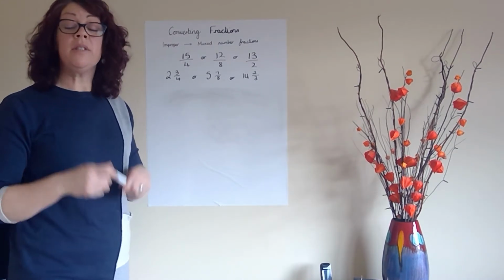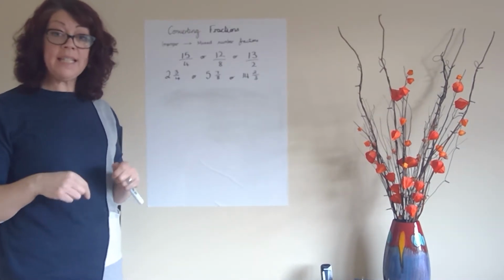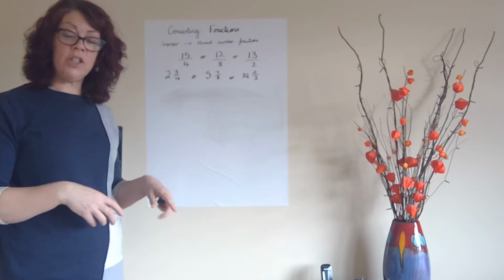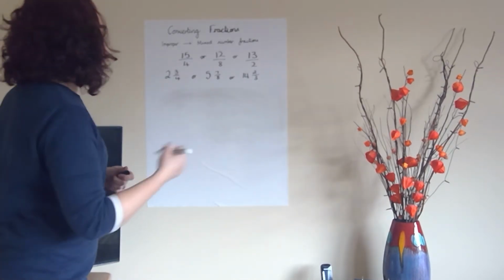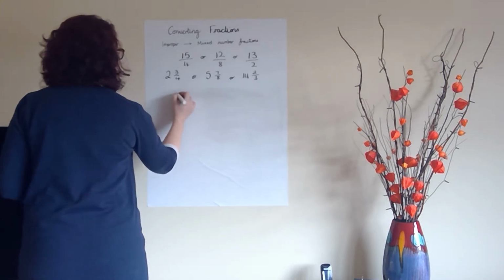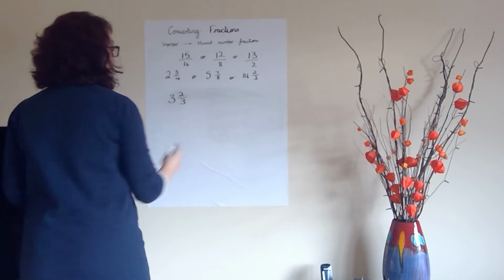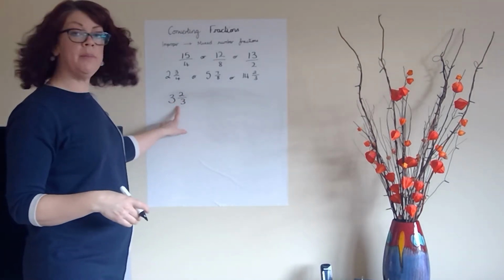Okay, part 2. So we've done converting improper fractions into mixed number fractions. Our next step is to convert our mixed number fractions into improper fractions. Okay, so again, there's a couple of ways that we can do this. If I write down first of all, I've got 3 2/3. I've got my mixed number fraction here.